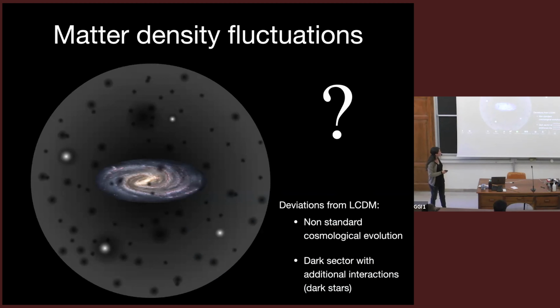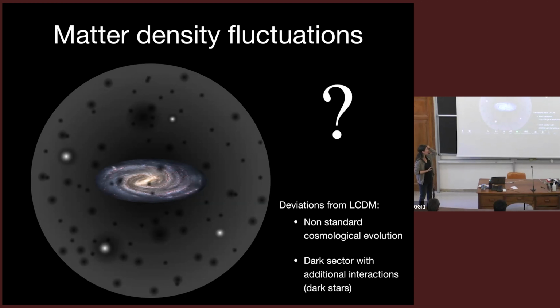Okay, I can keep going maybe in the meantime. So I was saying there are also theoretically motivated scenarios that predict deviations from lambda CDM at subgalactic scales, which are still compatible with current observations, and that lead to the formation of more compact structures on the smallest scales.